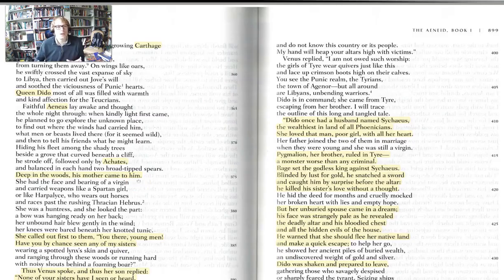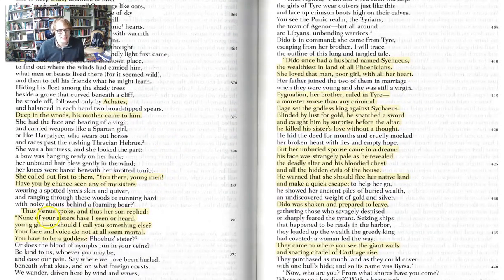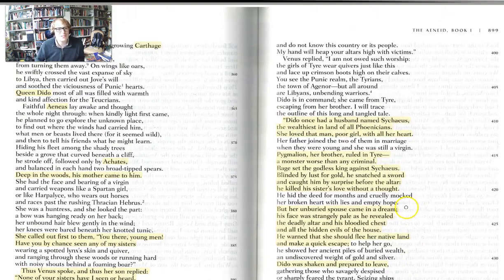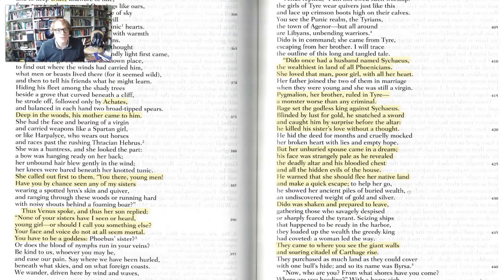Venus feels empowered. She goes down to her son in disguise, and Venus spoke to her son, and she says, have you seen any of my sisters out hunting? And he says, no, I haven't seen any of your sisters out hunting, but you don't look like a mortal. You have to be a goddess. And he goes on to list, like, which goddess might you be? And Venus plays along. She doesn't give up her true identity, even though this is a mother talking to a son. She doesn't tell him right away. And she tells him the story of the place where they've landed.